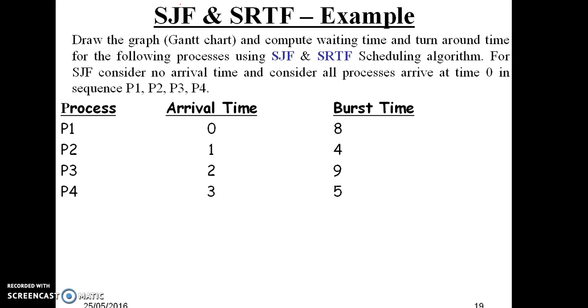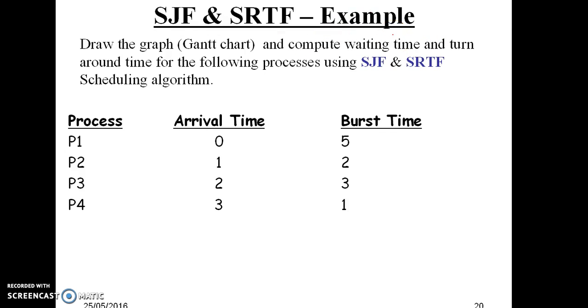We have the different processes P1, P2, P3, P4, with different arrival times, and the corresponding burst times are given. You have to find the average waiting time and average turnaround time by considering the arrival times of the different processes. This is the first example. This is the second example you have to solve. Then the third example has different arrival times, using both the cases of SJF and SRTF, shortest remaining time first.